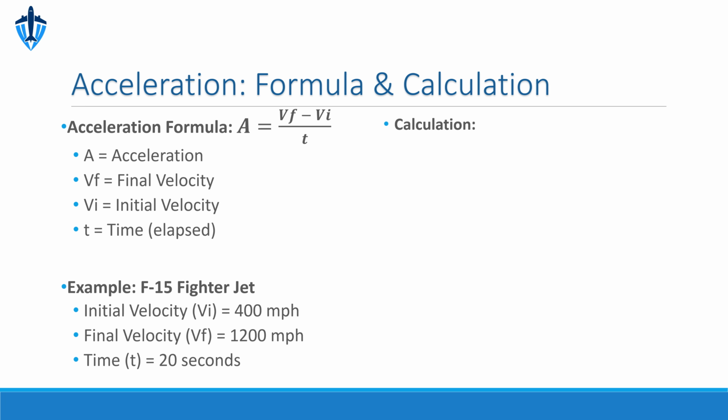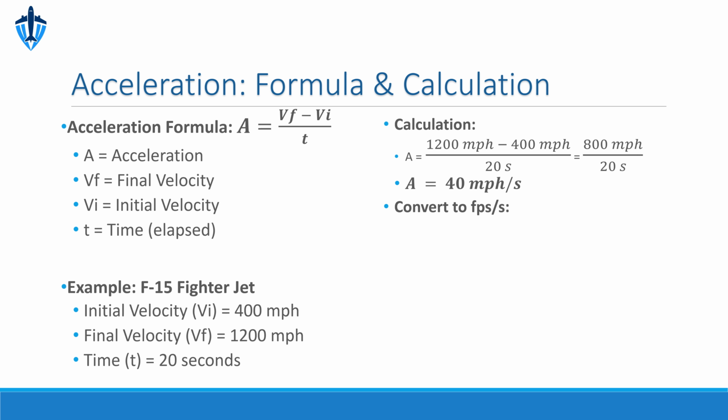First, we find the change in velocity, 1,200 miles per hour minus 400 miles per hour, which is 800 miles per hour. Then, we divide that by the time taken, 20 seconds. This gives us an acceleration of 40 miles per hour per second. To express this in feet per second, which is a common unit in aviation and physics, we multiply by our conversion factor, 1.467. So, 40 miles per hour per second multiplied by 1.467 gives us 58.7 feet per second per second.